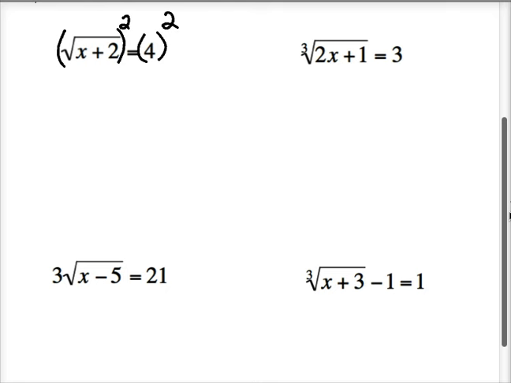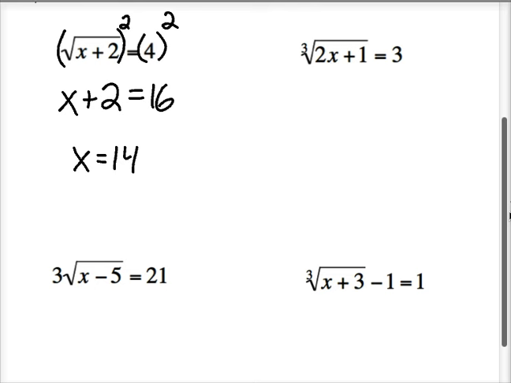Because that power of 2 will erase my radical. It fully cancels my radical. Then I'm just left with the number on the other side. Well, because of that, I can subtract the 2 from both sides and just get 14.